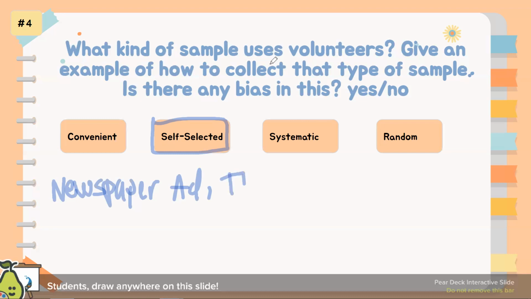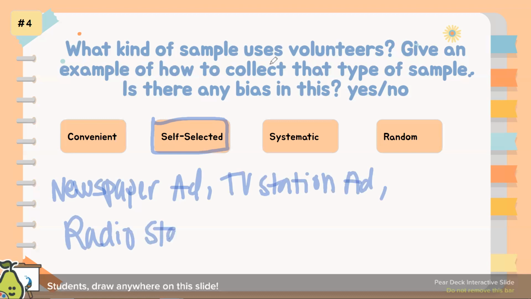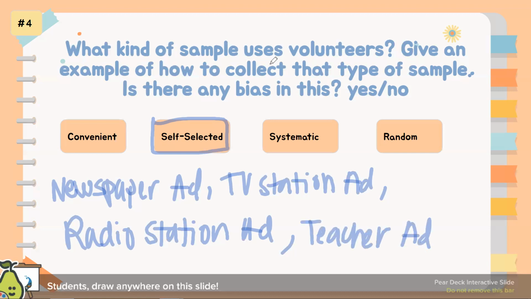It could be a TV station ad, and the viewers of that particular TV station are asked to partake in that survey. You could even think of it as like the radio station asking people to take their survey. That might be an example of self-selected. Even just like me, a teacher, if I posted it on Canvas and was like, hey, if you get a chance today, go ahead and take my survey, that would be self-selected, where I'm taking volunteers from the class to take my survey and select that sample.